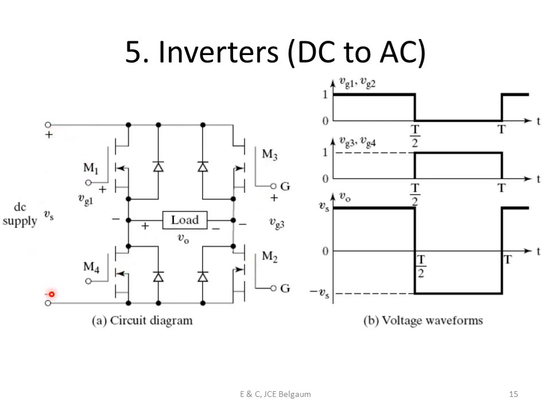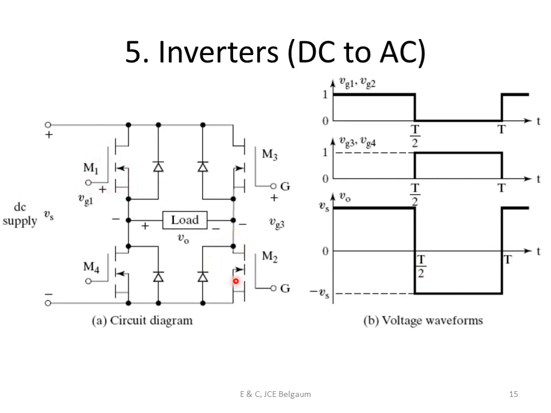So input is plus and minus. What I will do is first I will make M1 and M2 on, and these two off. So the current will come here. It cannot flow here because this is off. It will flow through this, go through the load, and it has to flow here because this is on and come back. So when these two are on, the current will always flow from plus to minus and you will get this positive.